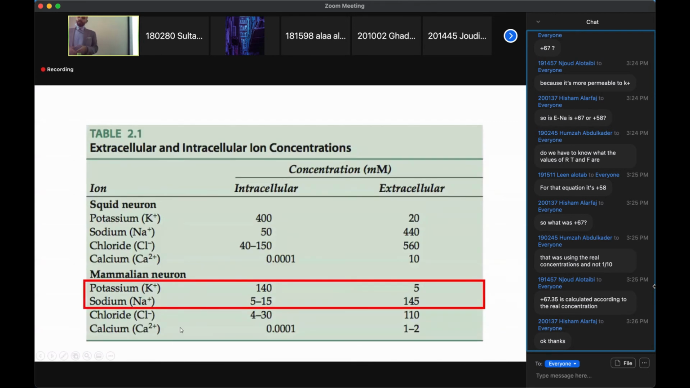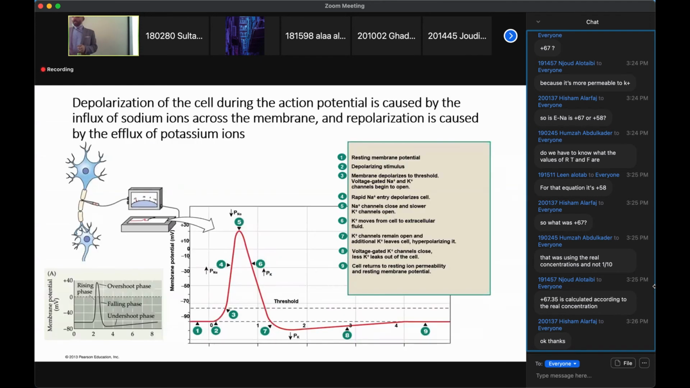So as we said, the most important ions responsible for generation of the electrical membrane potential are sodium and potassium, okay? And so here I would like to explain a few terminologies. So we said the neuron here, the membrane is at rest, which could be between negative 65 to negative 90 millivolts or so, okay? And so this is the resting membrane potential here.